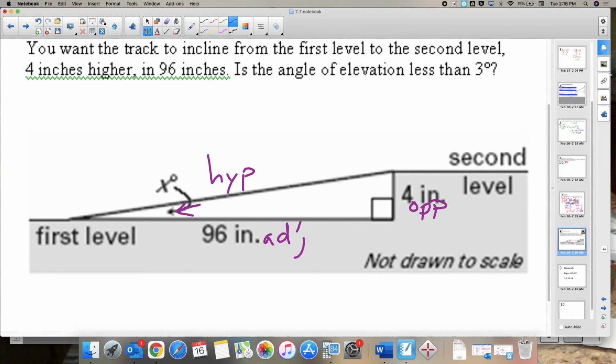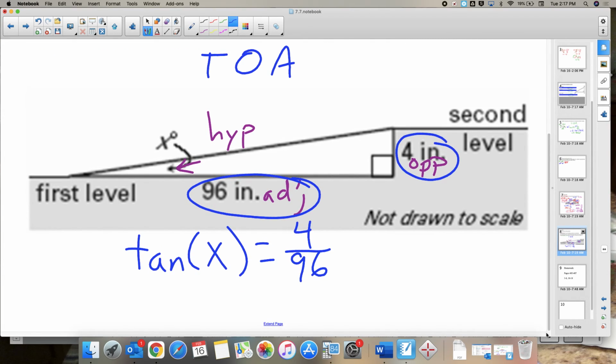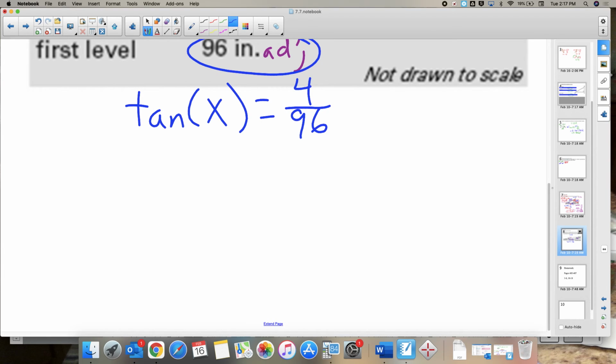So the values I'm working with are opposite and adjacent. That is O and A. Opposite over adjacent, O and A, that is our tangent. So it is the tangent of my angle. The tangent of x equals the opposite is 4, the adjacent is 96. To solve my equation, this is where we have to get rid of that tangent to get to my x. So we must take the tangent inverse of each side.